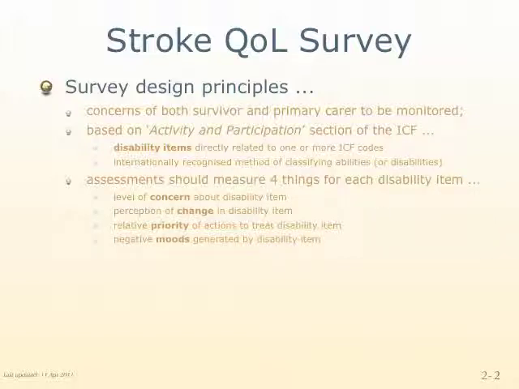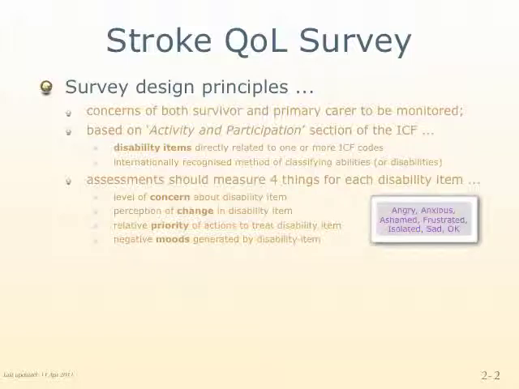Fourthly, the survey should measure any negative moods that are generated by a particular disability item. Of course, a disability may cause more than one negative mood, and suggested choices could be angry, anxious, ashamed, frustrated, isolated, sad, or okay.